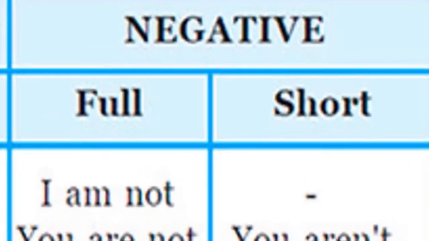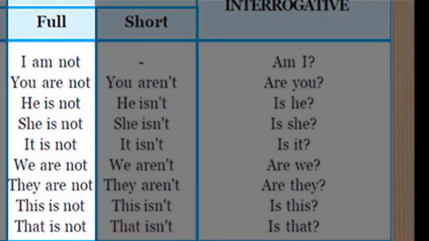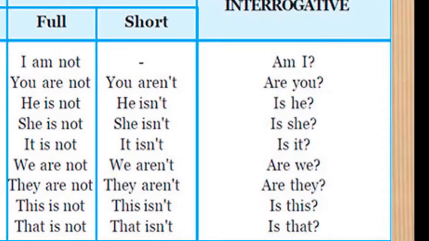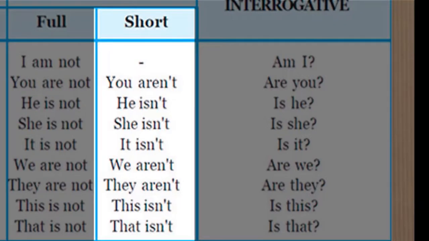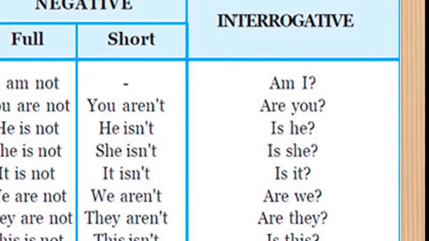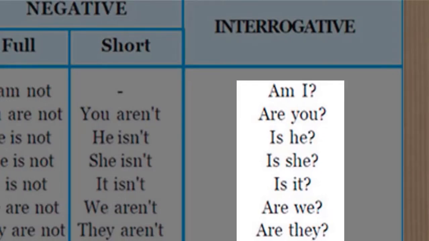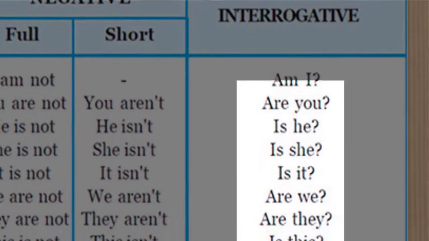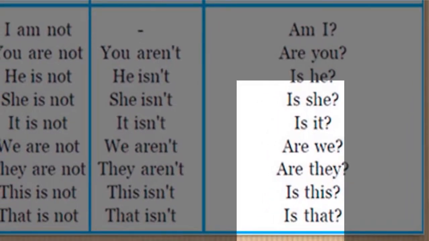Negative, full form: I am not, you are not, he is not, she is not, it is not, we are not, they are not, this is not, and that is not. In the short form: you aren't, he isn't, she isn't, it isn't, we aren't, they aren't, this isn't, that isn't. Interrogative form: am I, are you, is he, is she, is it, are we, are they, is this, is that.